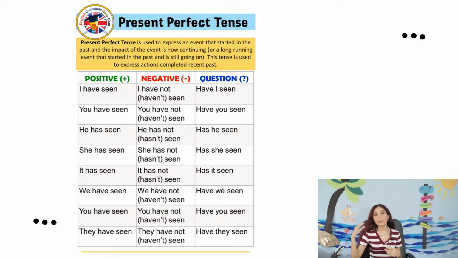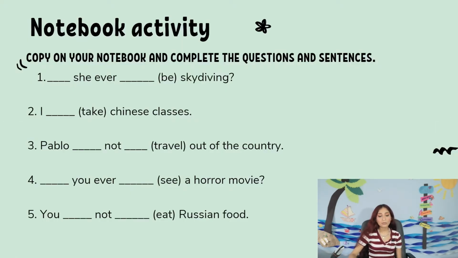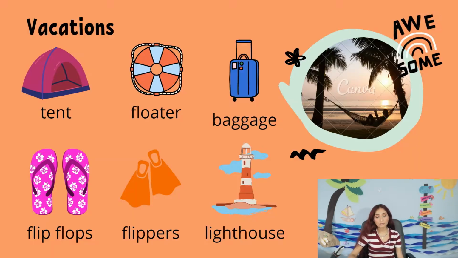So let's do a review about the topic that we learned yesterday. We review the present perfect, its uses, and how to make the same sentence from positive to negative to a question, always using the auxiliary verb have or has, and also the main verb in past participle. For example, in this case, all our sentences where we saw that in present is see, right? Then we did a notebook activity where you needed to complete the questions and sentences by using the auxiliary verb and also the verb see, okay?